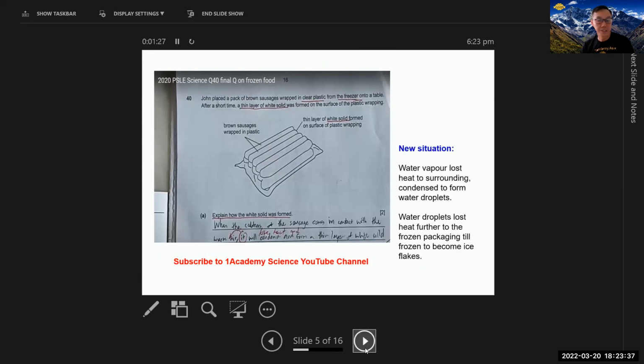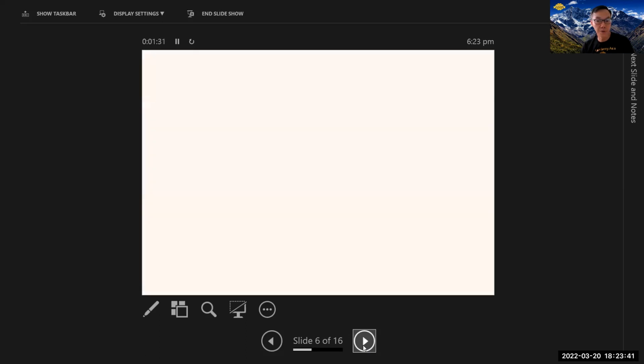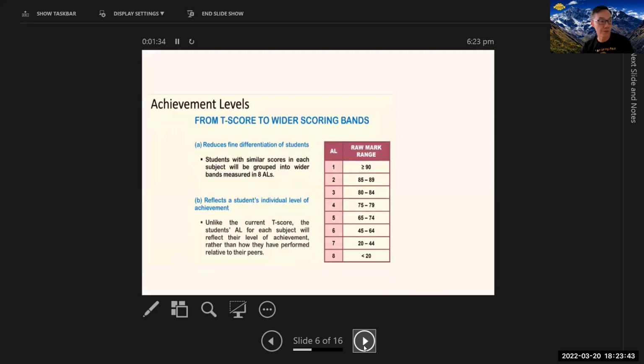Next, you can do a screenshot or freeze the screen as I want to maximize the time of interaction with you. This is a new scoring system. So it's possible to have a mark jump from 74 marks to 84, by 11 marks. That will result in a 3 AL grade jump. And for science, it is possible.